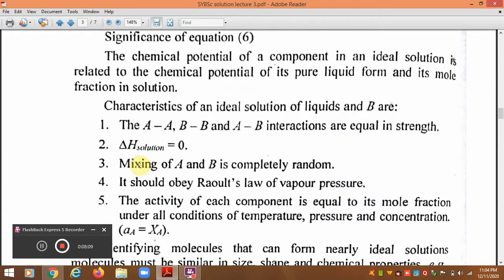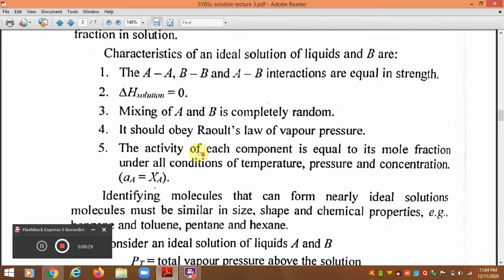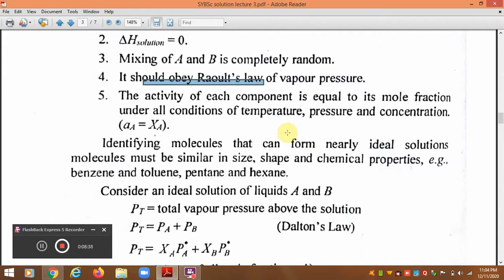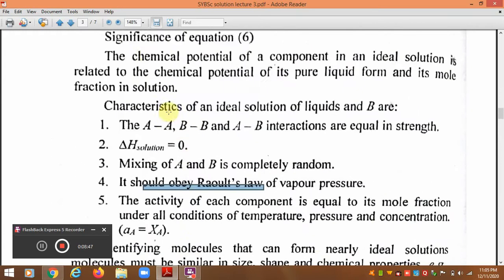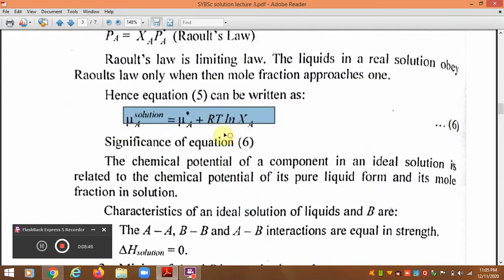So here are some characteristics of the ideal solution. If two components A and B are there, then in such a system the interactions between AA, BB and AB are all equal in strength. Again, the heat of solution in an ideal system will be 0, and the mixing of A and B is completely random. This system obeys Raoult's law of vapor pressure, and the activity of each component in an ideal system is always equal to its mole fraction under all conditions of temperature, pressure and concentration. So this is the equation for the chemical potential of an ideal solution or ideal system.